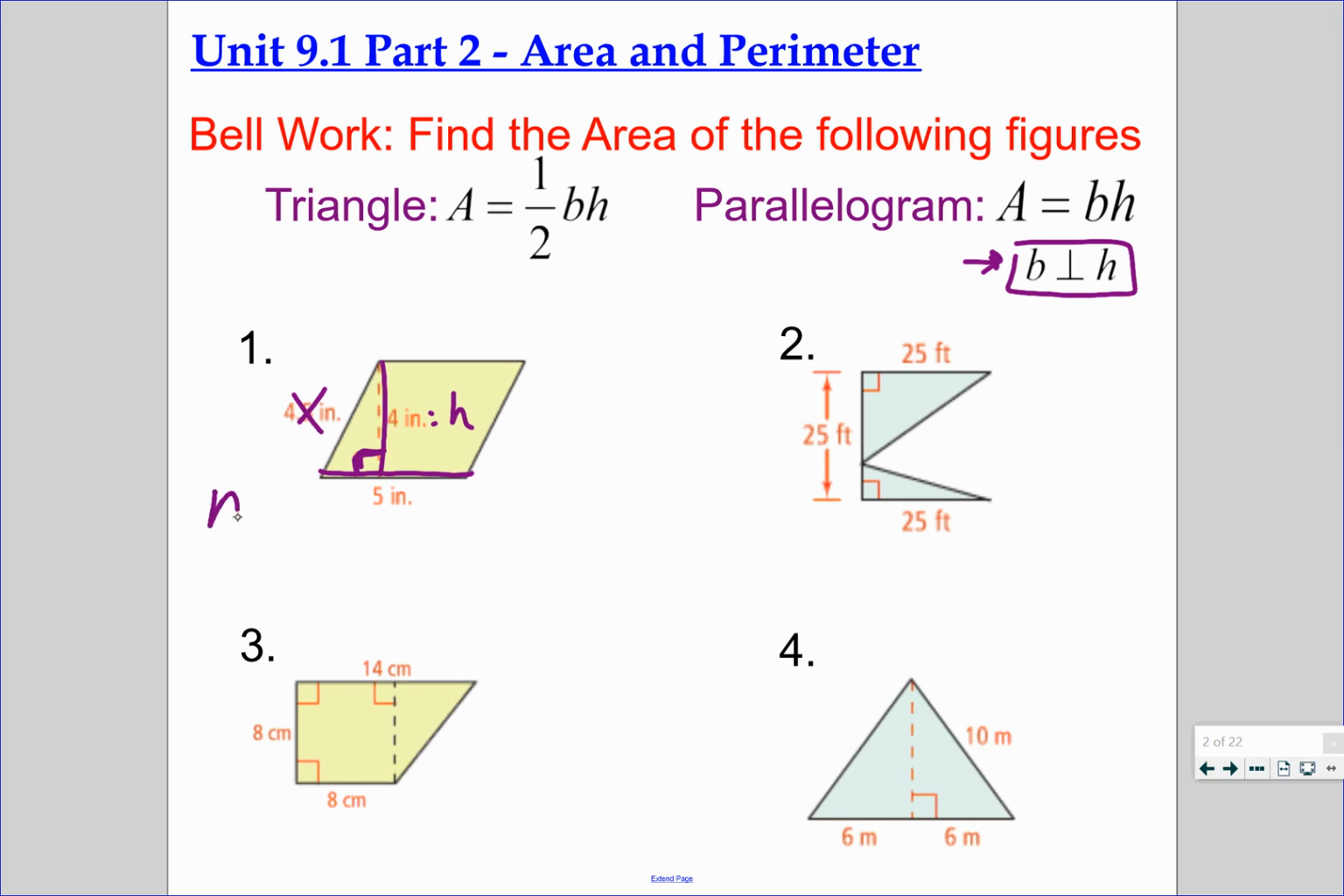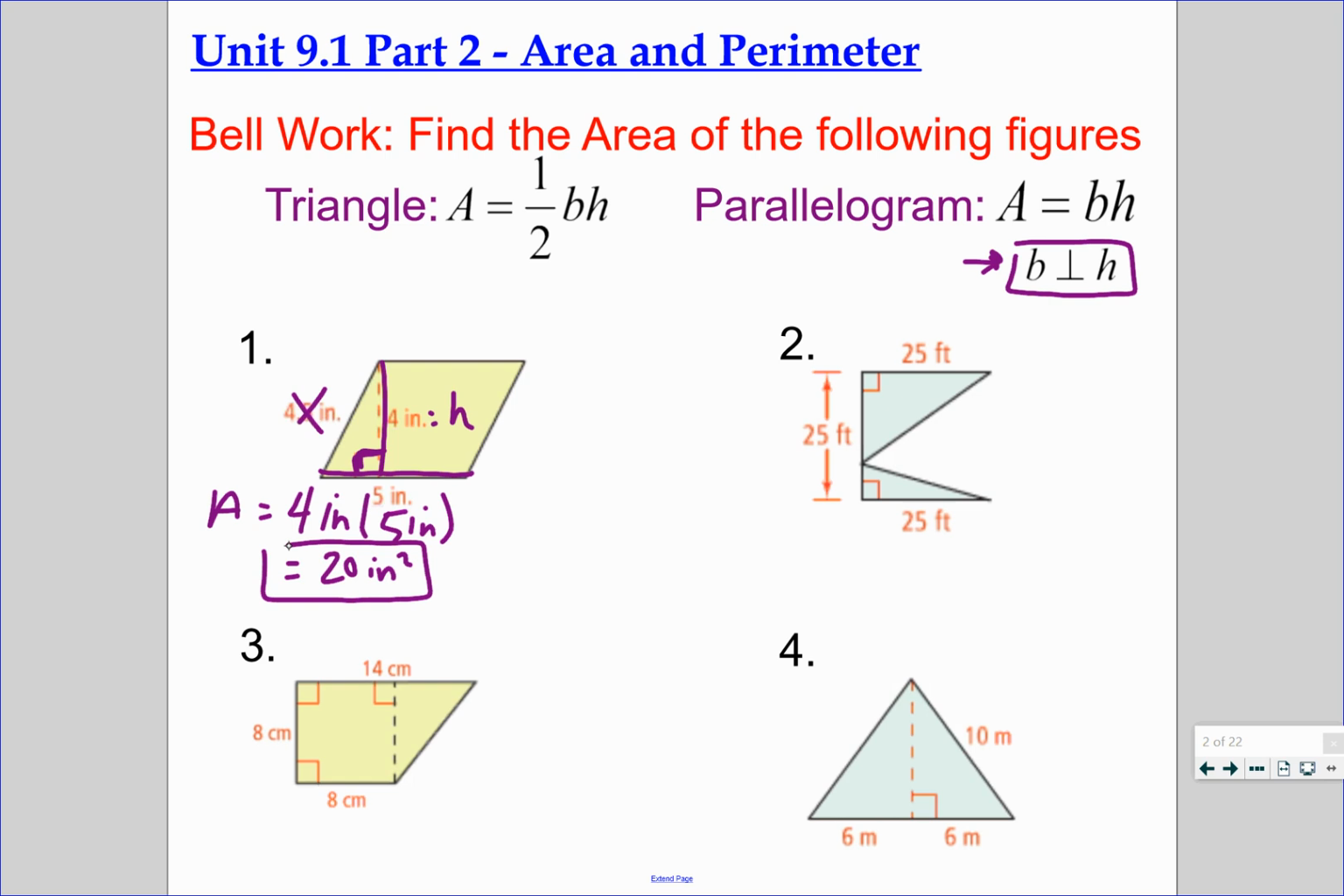So we can go ahead and say that the area of this shape would be 4 inches times 5 inches, which would give us an area of 20 square inches. So make sure you have that one there.